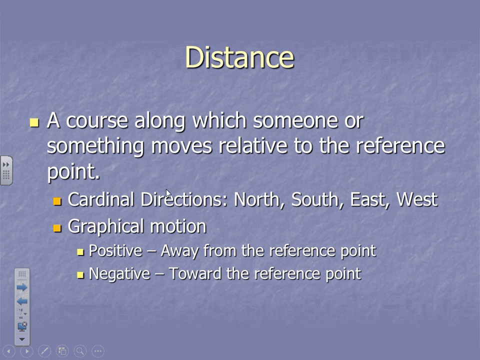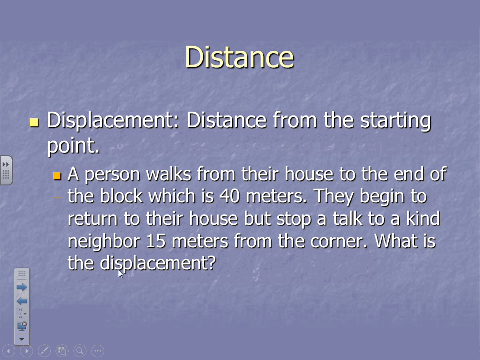Obvious cardinal directions that we can use are north, south, east, and west. In graphical motion, we can use positive and negative distance to talk about these things, away from the reference point and toward the reference point. So we can use directions to help us with our distance as well. This is where we got to with vector quantities: north, south, east, and west, and we'll use positive and negative when we talk about graphical motion or even motion map type of things. So displacement, another key term.